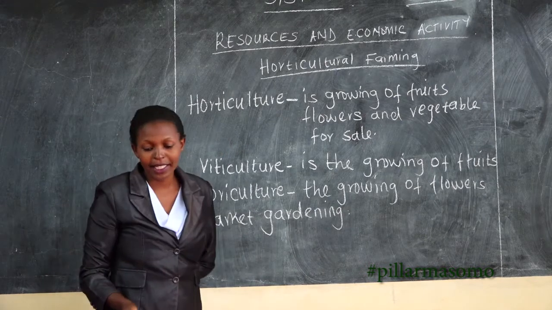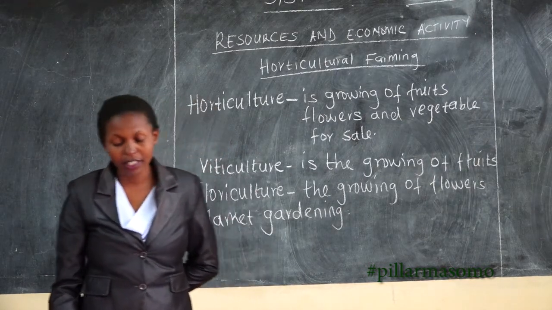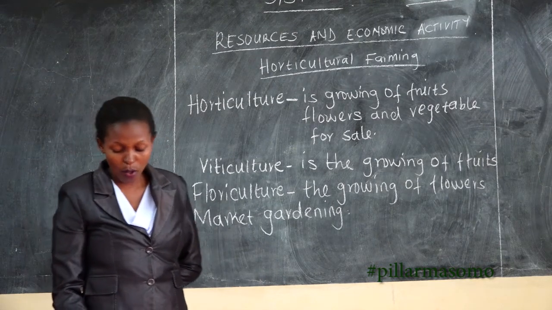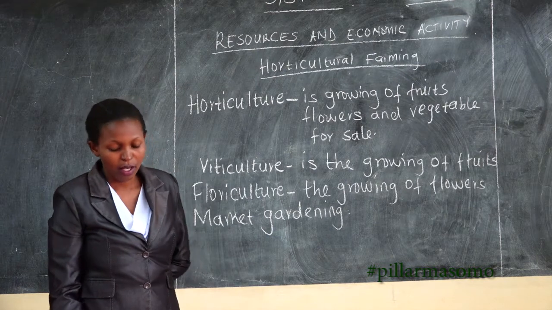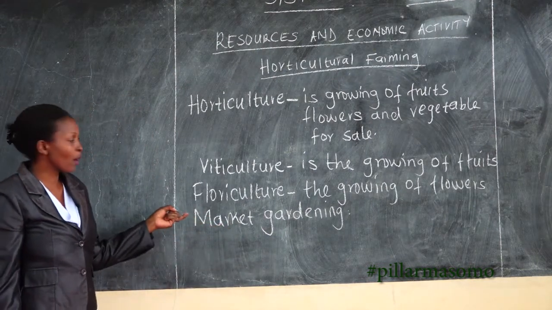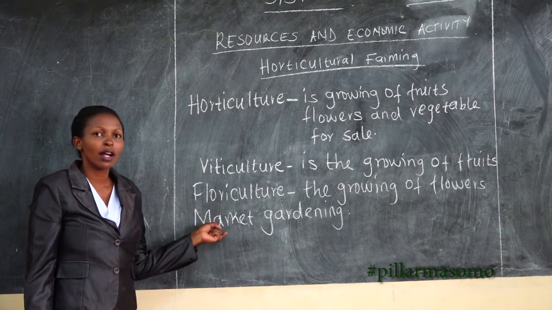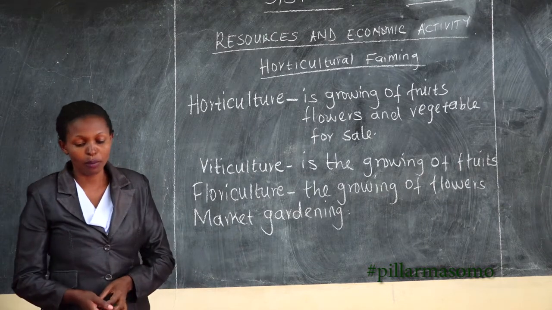What is market garden? When you talk of the word market garden, this one is a given type of farming where crops are grown mainly to meet the demand of food crops. So when you talk of the word market garden, this one is the crops which are only grown just to meet the demand of the food crops.